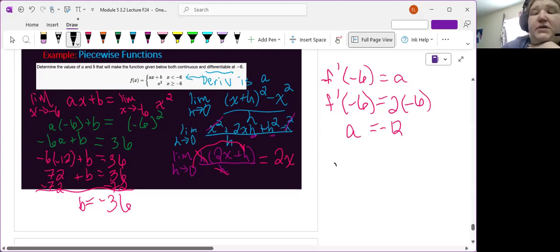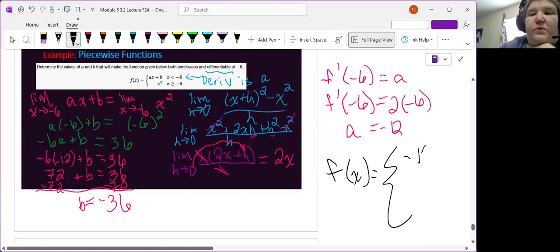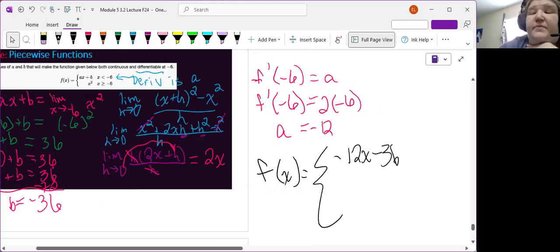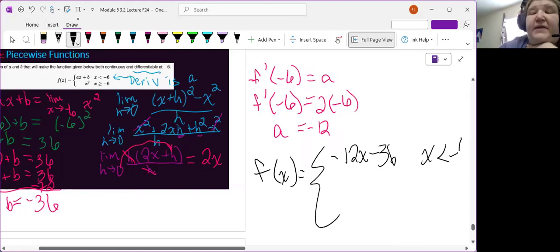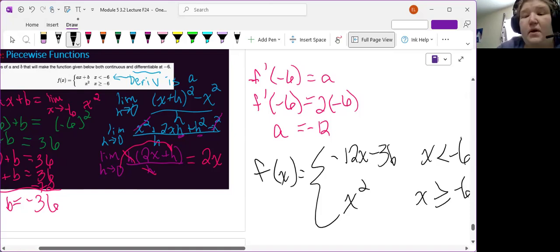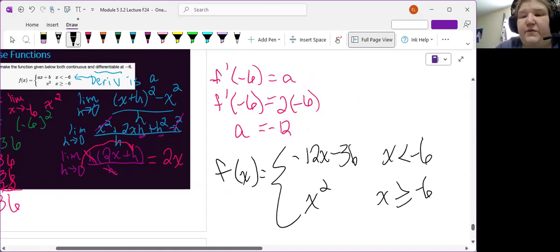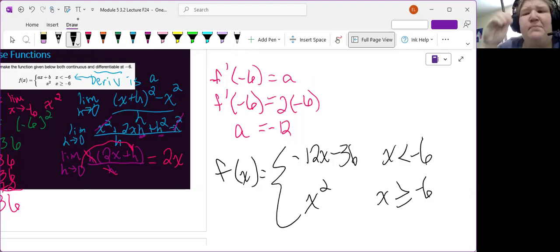So just to write it all up, it would be negative 12x minus 36 for x less than negative 6. And then x squared when x is greater than or equal to negative 6. All right. So if we plug in negative 6, negative 12 times negative 6 is a positive 72. Minus 36 is 36. Negative 6 squared is 36. So the continuity matches up.